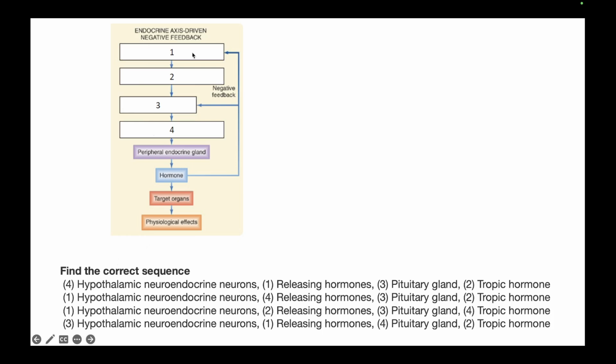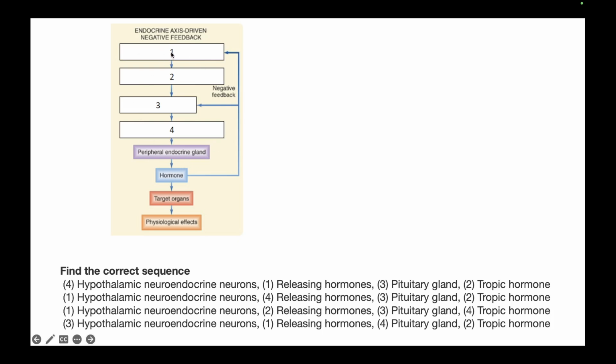Here we are seeing the peripheral endocrine gland, which releases the hormone on the target cells, and physiological effects can be seen. These peripheral endocrine glands are stimulated by a tropic hormone. And the tropic hormone is released from the pituitary gland. The pituitary gland releases the tropic hormone under the influence of a releasing hormone, and that releasing hormone comes from hypothalamic neuroendocrine neurons. So that is how the loop happens.